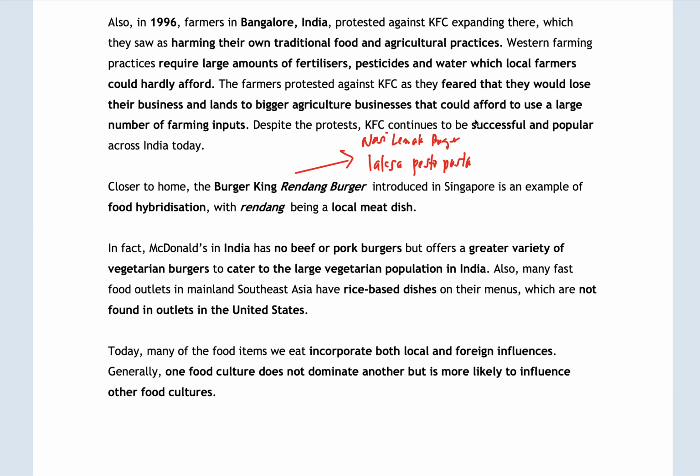So as you can see, hybridization can take many forms. Sometimes it comes as a result of the dish, sometimes as a result of certain restrictions as well. But all these still tell you one thing: there is a large homogenizing and hybridizing effect of foreign culture on local food culture. Today most of the items that we eat actually incorporate a lot of local and foreign influences.